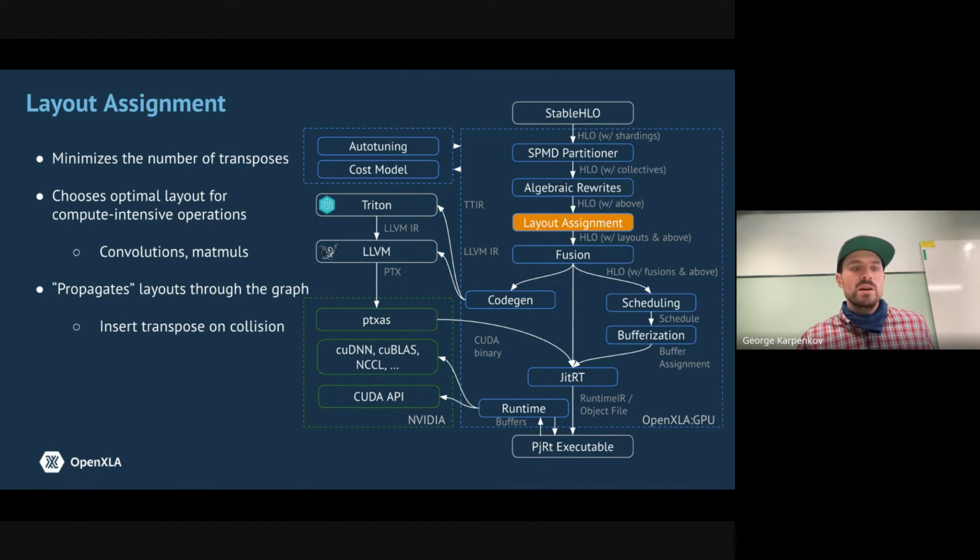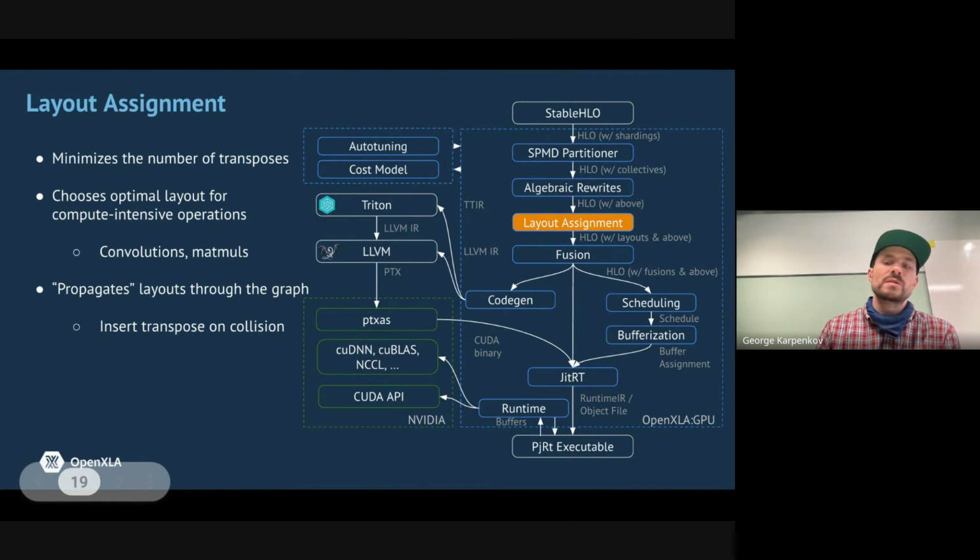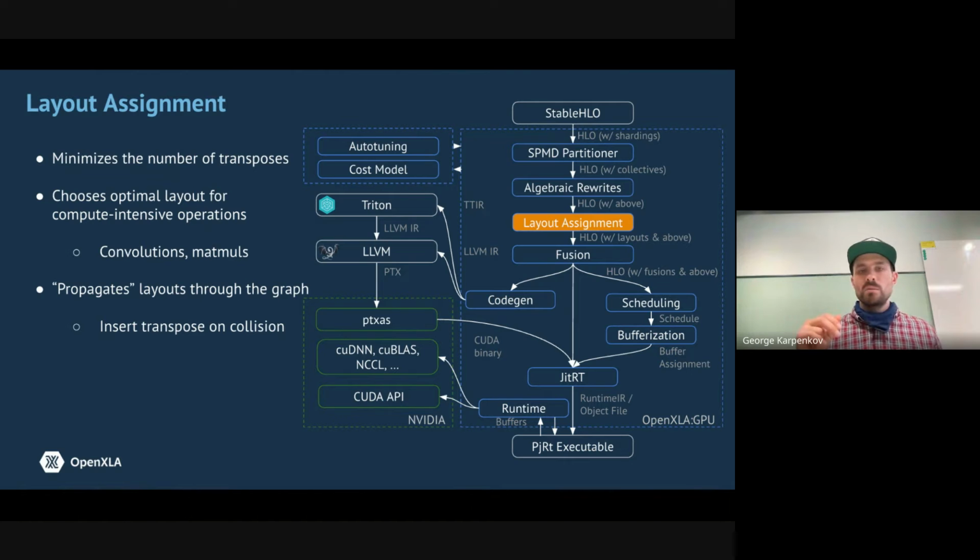Layout assignment is a bit more interesting. So the HLO has different representations for physical layout, which is how the tensor is actually stored, and the logical shape. And that allows it to tune the physical layout separately from the logical shape. And that in turn enables a selection of optimal layouts for compute-intensive operations such as convolutions and matmuls. And then once those layouts are fixed, they get propagated through the graph, both up to producers and down to users. And when two incompatible layouts are encountered, a physical transposition is inserted.